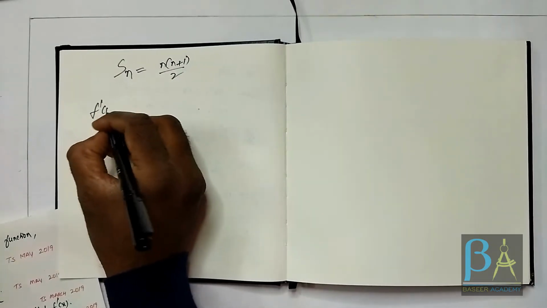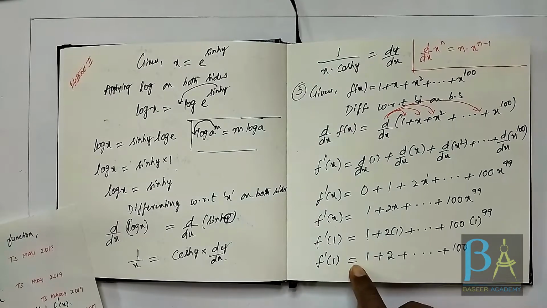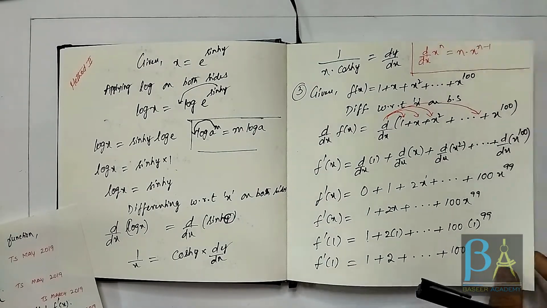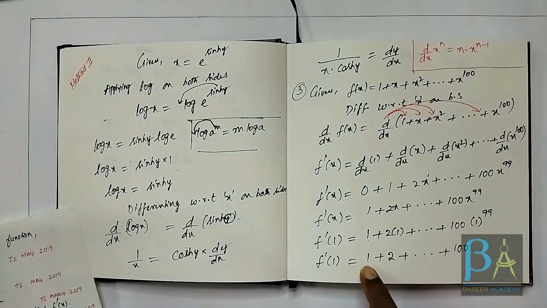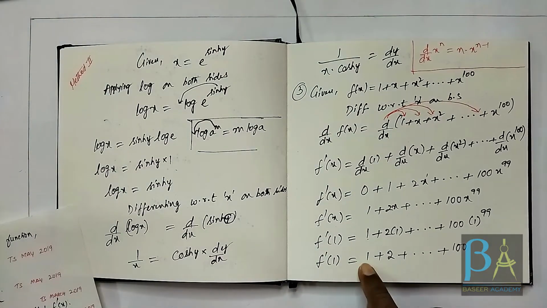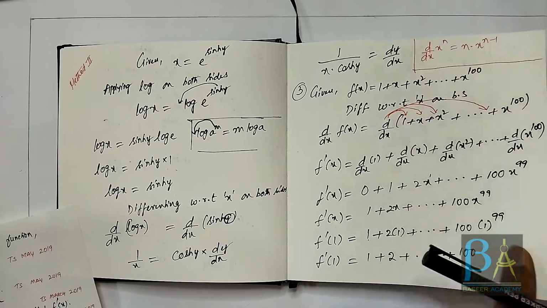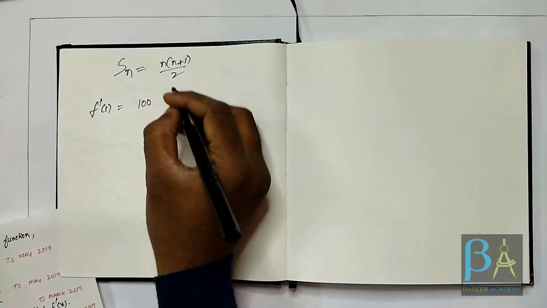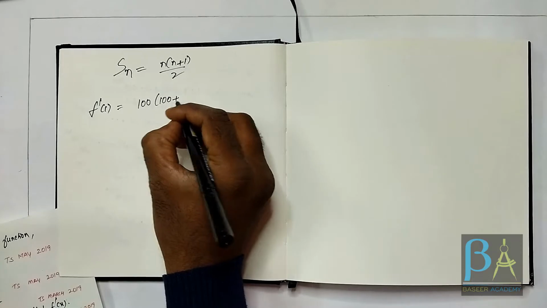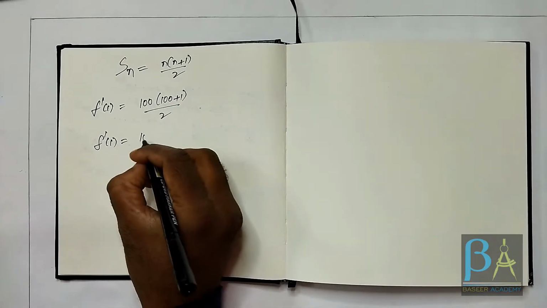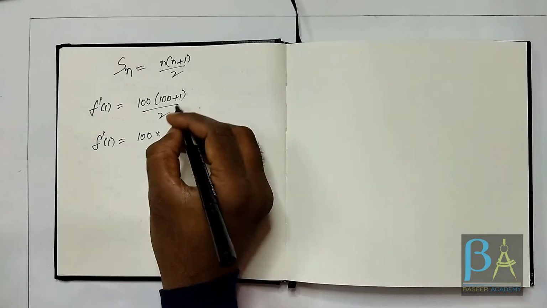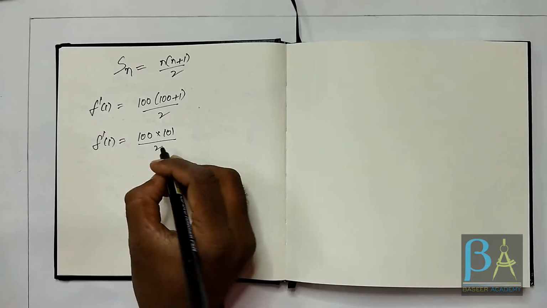Since I am supposed to find the sum of 100 natural numbers, in place of n, I'm going to write 100. Why? Here n stands for the number of terms. I see 100 terms here, so in place of n, I'm going to write 100. So what am I getting now? F dash of 1 is 100 into 100 plus 1, which is 101, by 2.